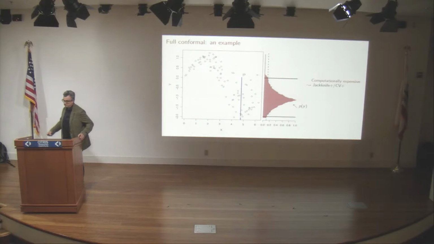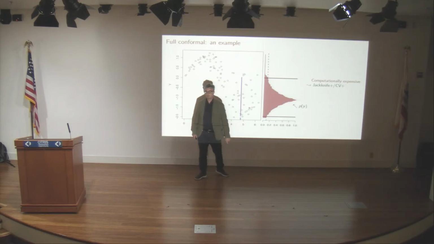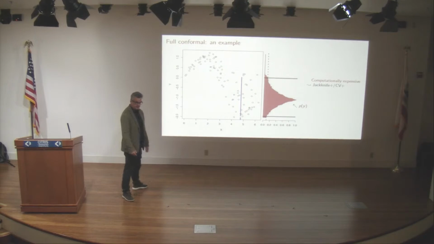So it's computationally expensive. But if you could do it, what we're going to do is construct the prediction interval as the interval that corresponds to y for which p of y, the residual, is not in the top 10%. And that's where the name comes from. It conforms to other residuals, meaning that it's not unusually large. And that's how we're going to build the prediction interval.